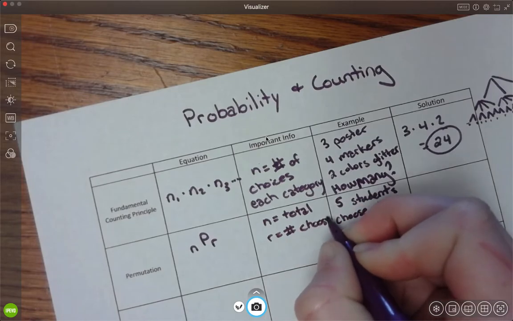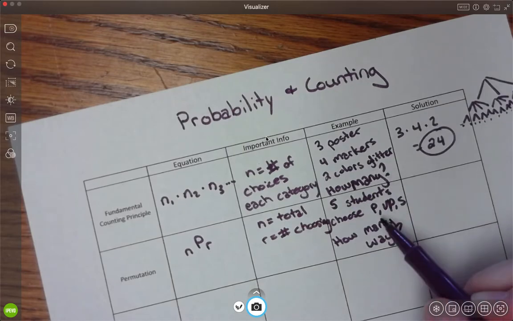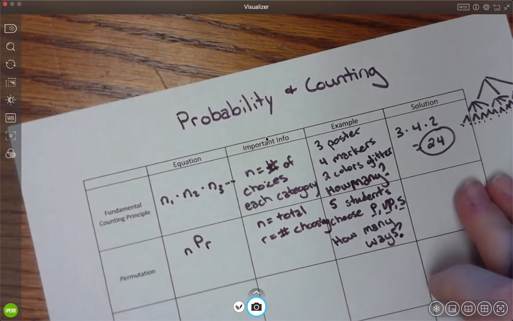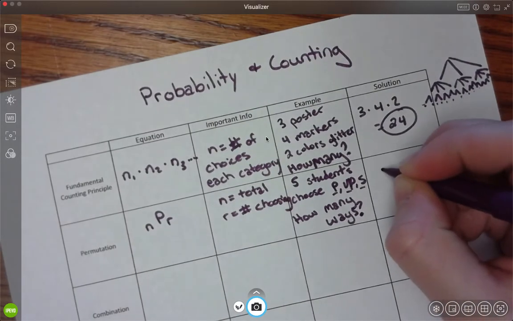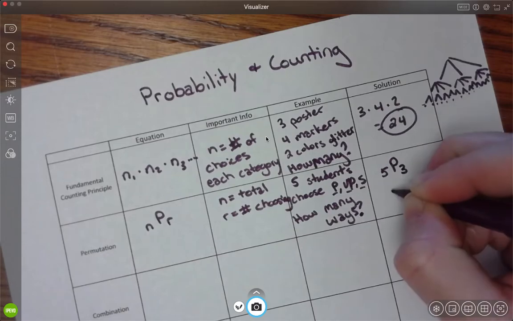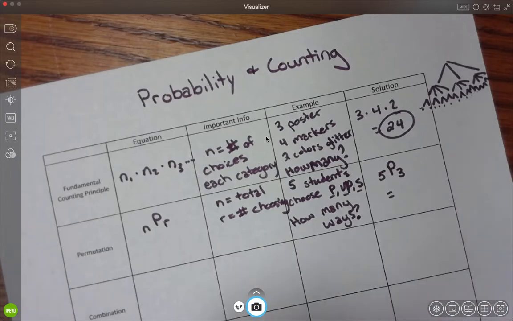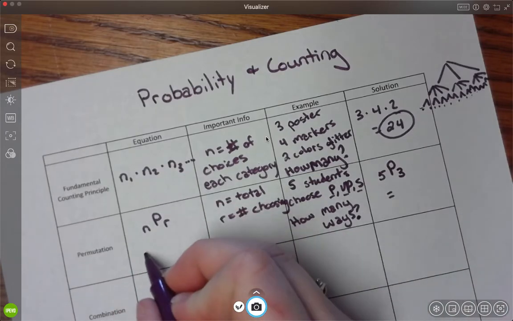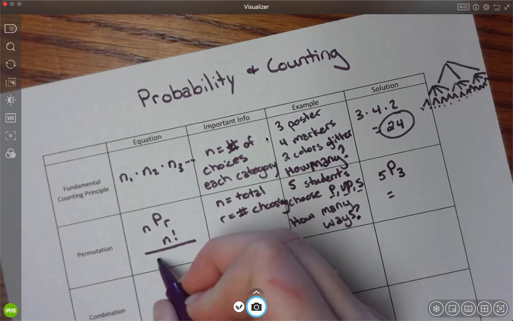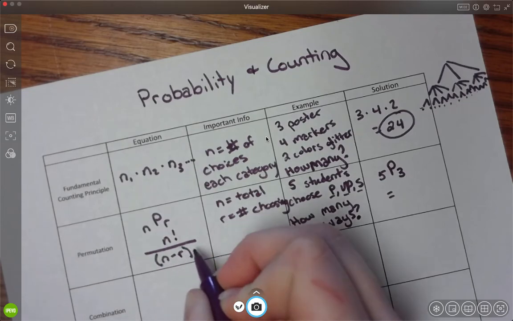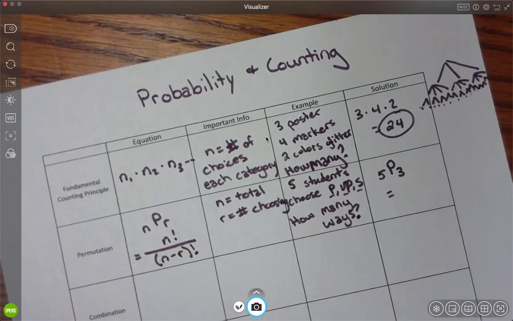Okay, so in this case, we have 5 total students and we're choosing president, vice president, secretary. And that is going to be choosing 3, so I would have 5P3, okay? And then we can figure out what that is by typing it into our calculator. I'm also going to write the formula out here for you in case you ever would need that. It is n factorial over n minus r factorial, okay? So that's what the formula is. We're just going to plug this into the calculator because the calculator is going to do this for us.